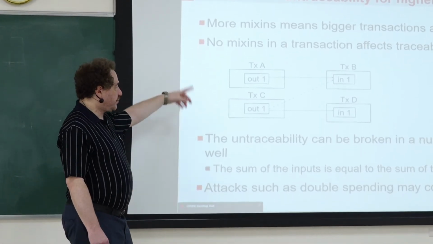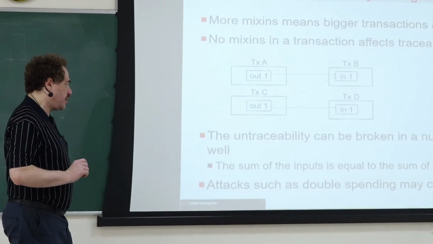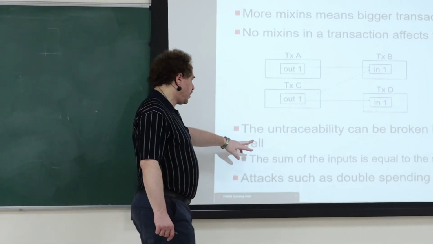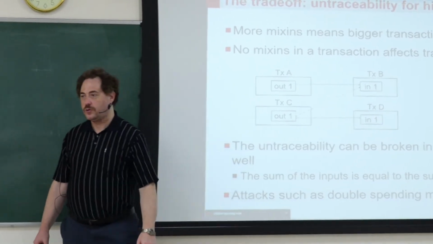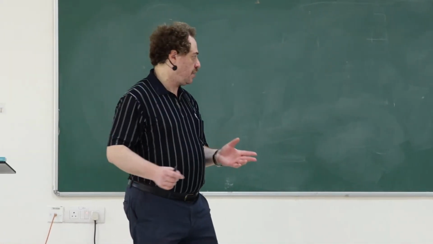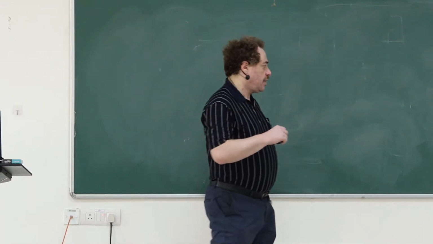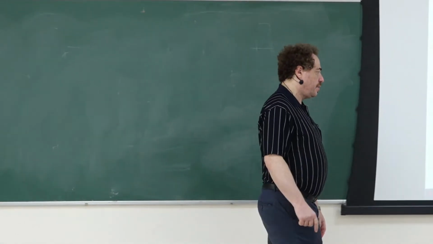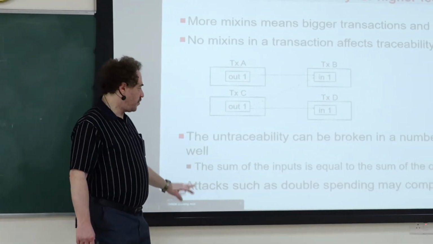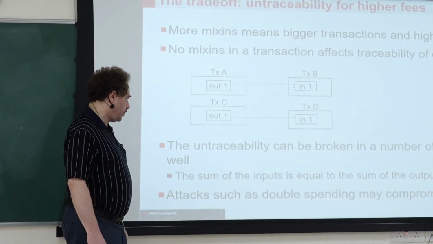And this is just one scenario. It turns out that untraceability can still be broken in a number of other scenarios as well. For example, by using value analysis. The values of the transfers are still in plain text for everyone to see, and therefore we can check the values, and the sum of the inputs must be equal to the sum of the outputs in every transaction. By using this rule, it may still be possible to break untraceability.